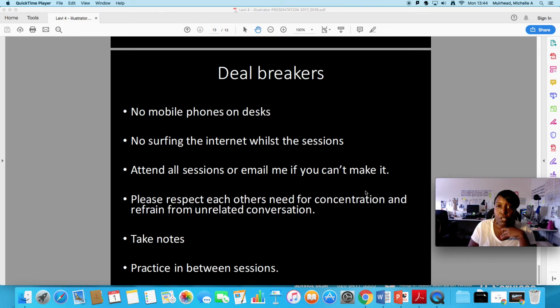So one of the things I want you to remember when you do come back in level 5, and what we did in level 4, one of the rules that we kind of had was no mobile phones on the desk unless you're taking notes, or unless you are needed to be available for someone to contact you in cases of emergencies. No surfing on the internet whilst in the sessions, because that's distracting, and also because the sessions are set up in stages, and if you miss a stage, sometimes you find it hard to get back on track.